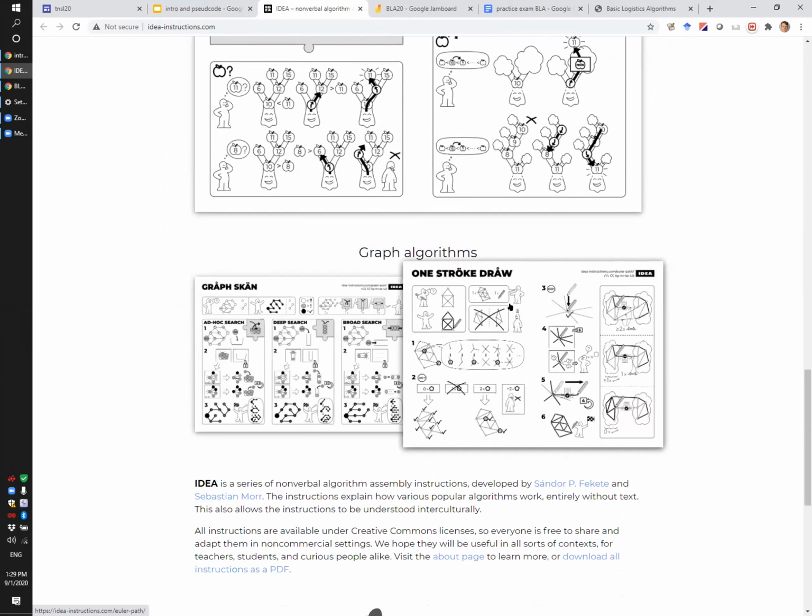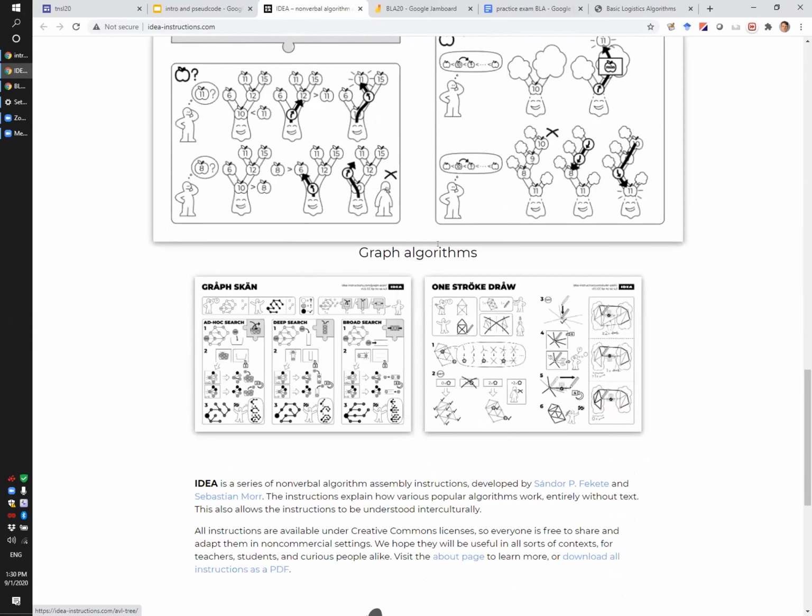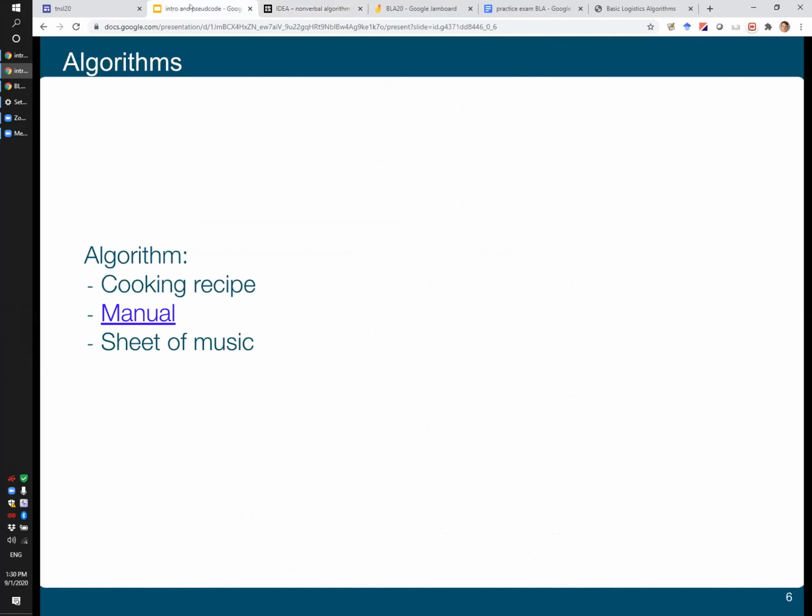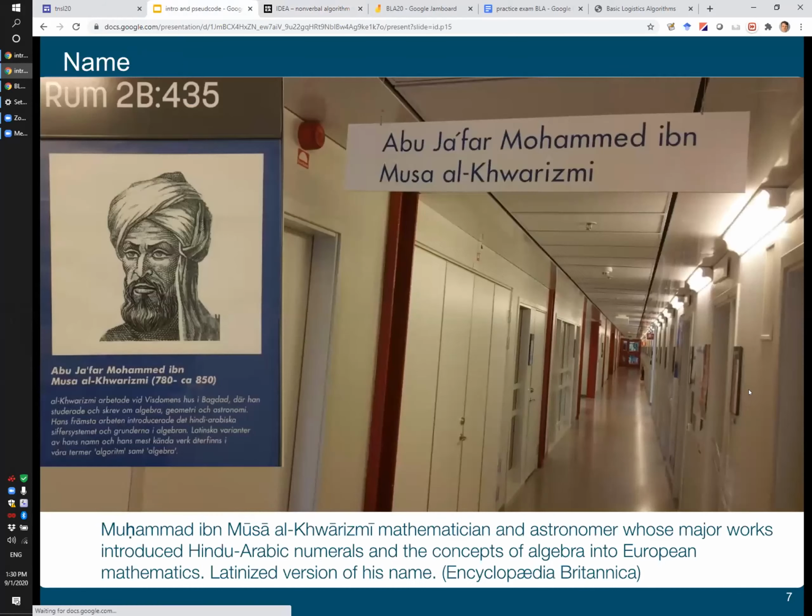We will be talking about graph algorithms, and this is the one-stroke draw. How can you draw a graph going by all the edges only once? And that's just for fun. But again, an example of an algorithm is a manual for operating something or instructions for assembly.